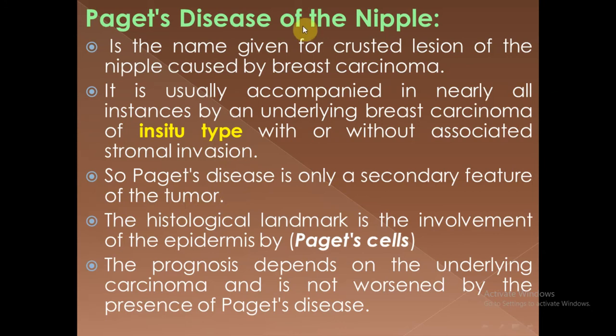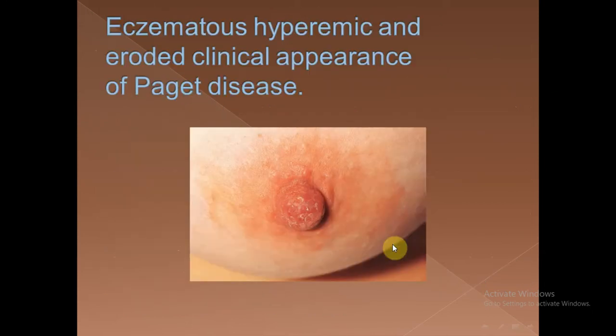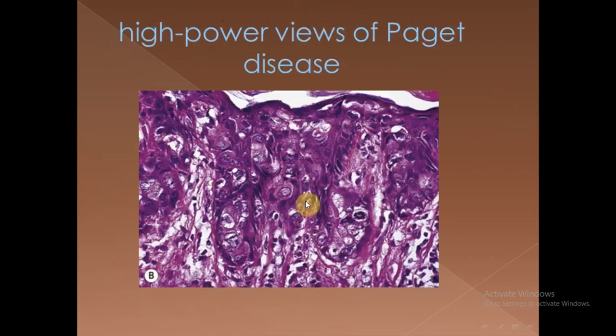It is involvement of the nipple. The nipple shows Paget cells. The Paget cells are large. This is a clinical feature of a crusted lesion in the nipple, and the nipple is hyperemic. This is Paget disease of the nipple. The hallmark of Paget disease is the presence of Paget cells. Here, this is the nipple, and here we have large cells with large hyperchromatic pleomorphic nuclei surrounded by a perinuclear halo.